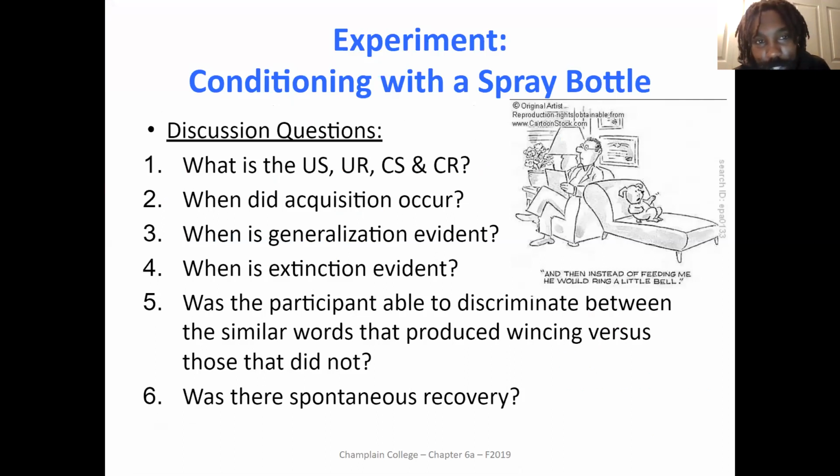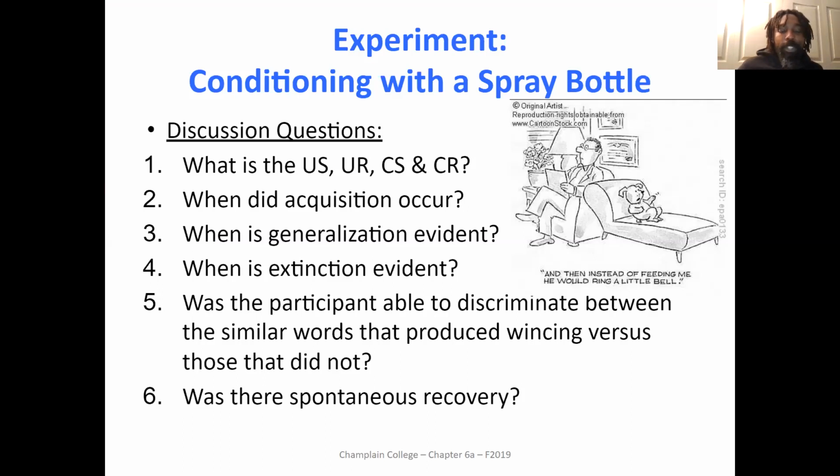Experiment, conditioning with a spray bottle. So we'll leave this for now. This is something that can be done in class. Obviously, this is something that we would have done had we had class time, but unfortunately, we don't.